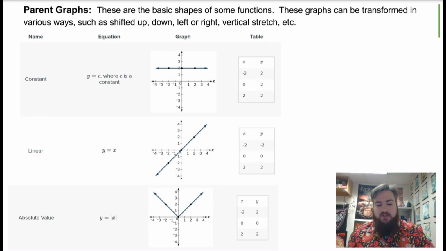These graphs can be transformed in various ways, such as being shifted up, down, left, or right, or they could be stretched or shrunk as well. So let's look at a couple of these.